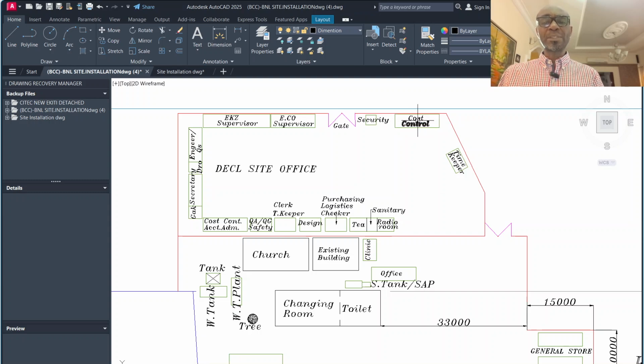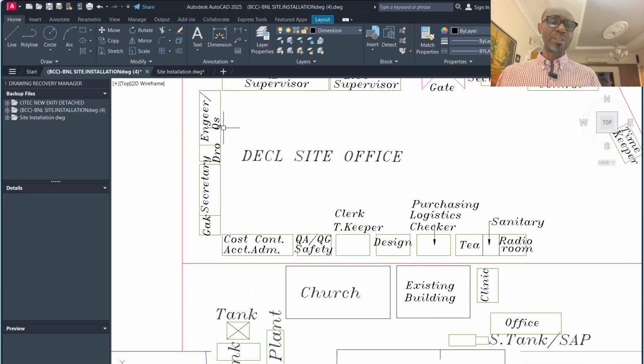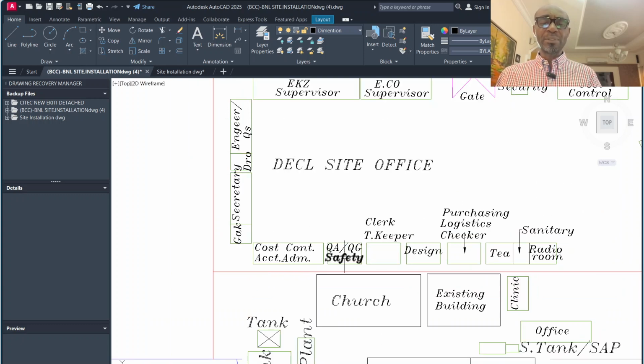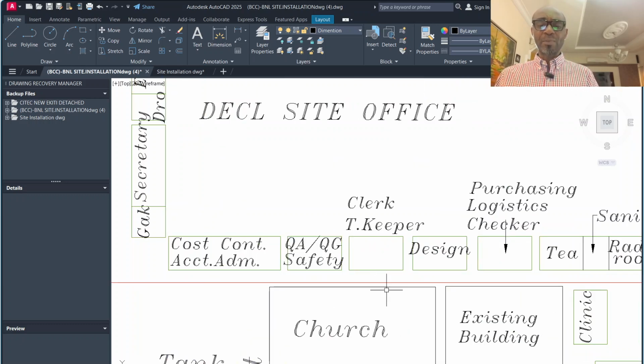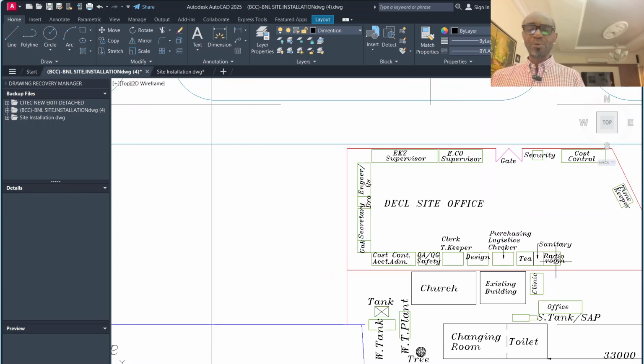In this case, porter cabins are deployed, and you can see the porter cabin for a cost controller, a small container for the security post, the timekeeper. You have the supervisor. You have the engineer and the QS in one porter cabin. You have the project manager and his secretary in one porter cabin. You have the cost control and admin. You have the quality, safety. You have the timekeeper. You have the design. You have the purchasing and logistics. You have the tea room and the radio room.